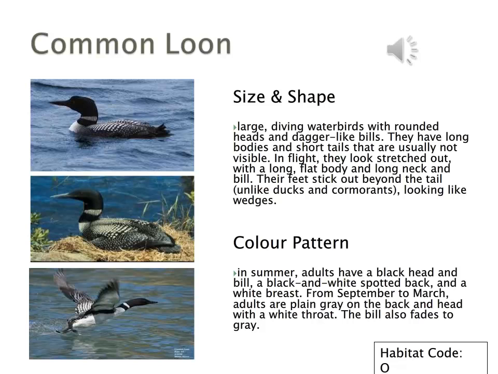In the summer, the adults have a black head and bill with a white and black spotted back and a white breast. From September to March, the adults are relatively plain gray on the back with a white throat. So again, there are some color differences depending on the season, but by and large, we would typically see this bird with their characteristic calling and territoriality in the summer during cottage season.